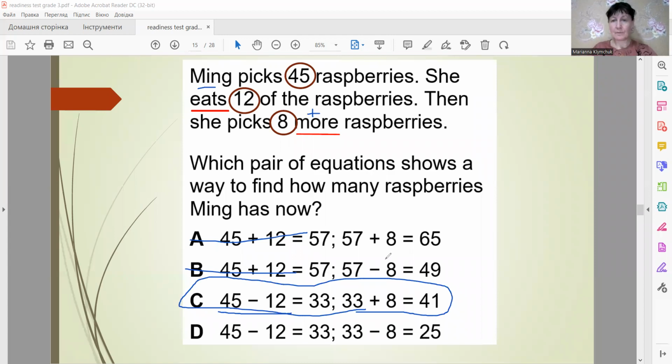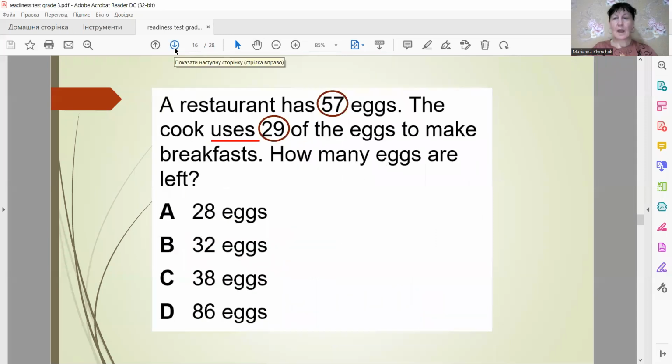Okay, now let's move to another task. This is also the same picture, but here you need just to solve a little bit, not only to choose. A restaurant has 57 eggs. What is our number? 57. The cook breaks those eggs, so no more eggs. That means minus 29 of the eggs to make breakfast. How many eggs are left? And again, left also indicates minus, okay?